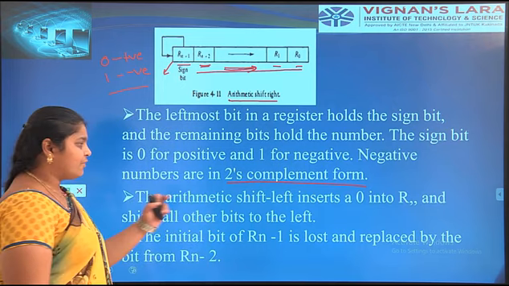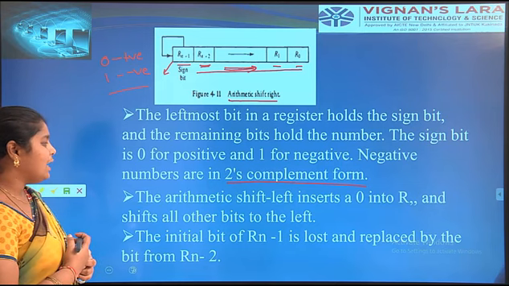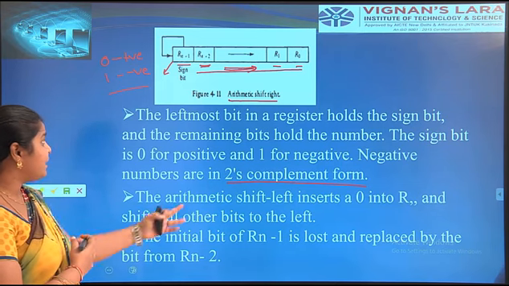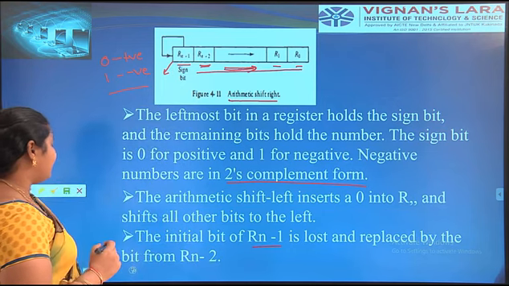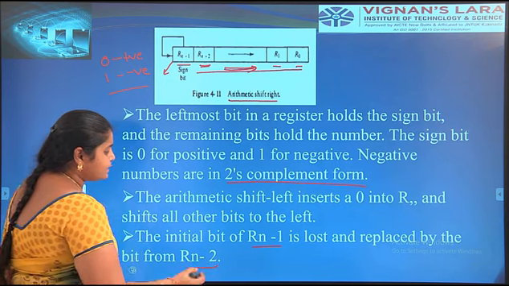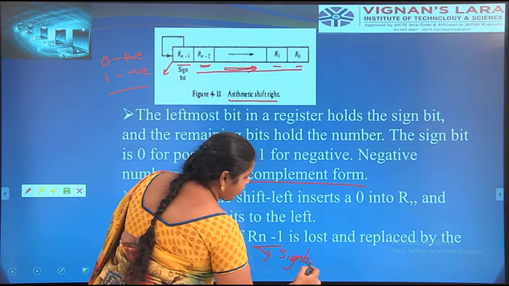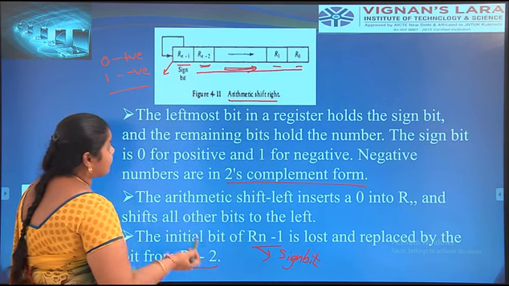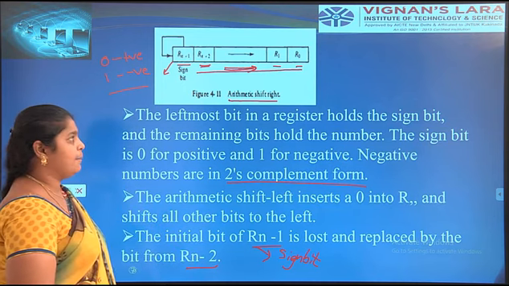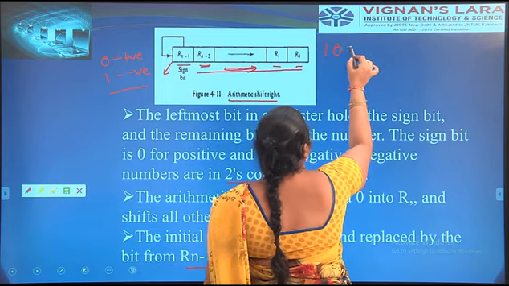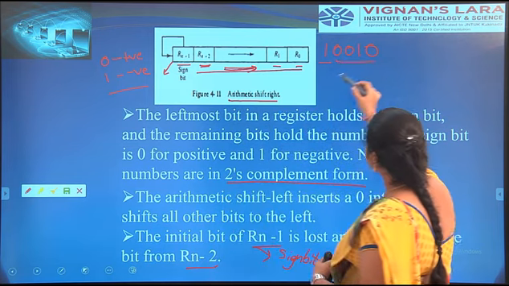The arithmetic shift left inserts a 0 into R0 and shifts all other bits to the left. The initial bit, Rn-1, is lost and replaced by the bit from Rn-2. Rn-1 represents the sign bit, which is why the number is lost there. Only the bits from Rn-2 onward hold the binary number. For example, take 1 0 0 1 0. The first is the sign bit, and the remaining 4 bits are the number.